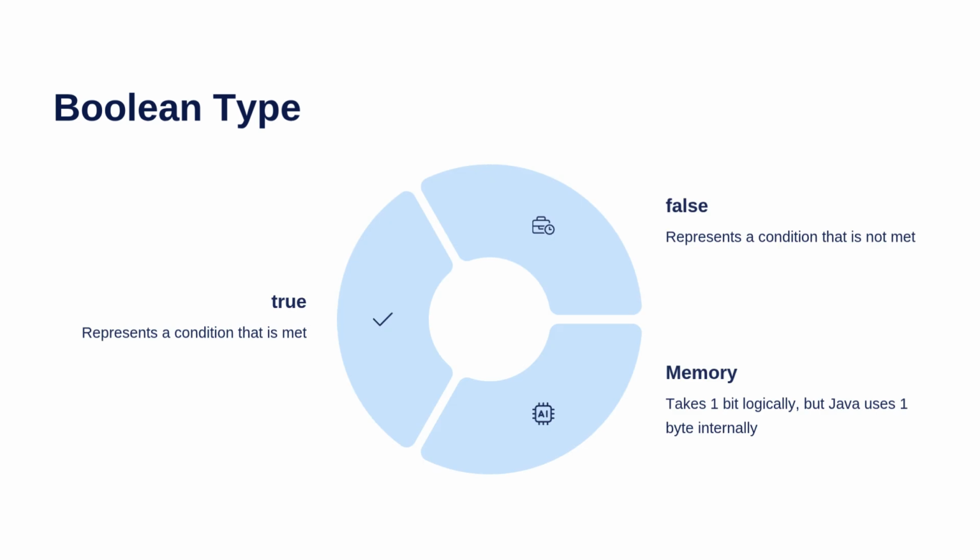And finally, the most basic of them all, the boolean. It can only hold true or false. It just needs 1 bit, but Java reserves 1 full byte for it internally.